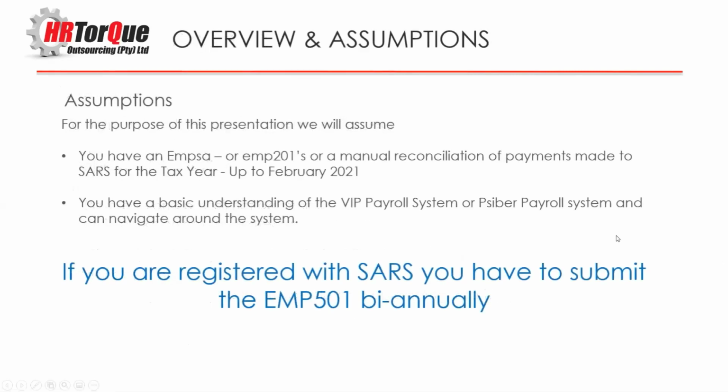So first of all, our assumptions for today are that you have an EMP501 or your EMP501s or some form of manual reconciliation so that you'll be able to verify that your payroll is correct or your payrolls are correct for the tax year, obviously up to and including February 2021. And that you have a basic understanding of how to navigate around the payroll system that you're using and of course the EasyFile system.